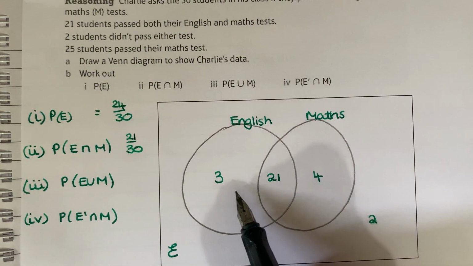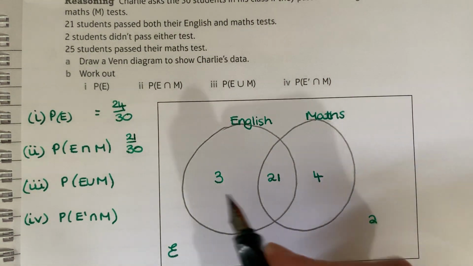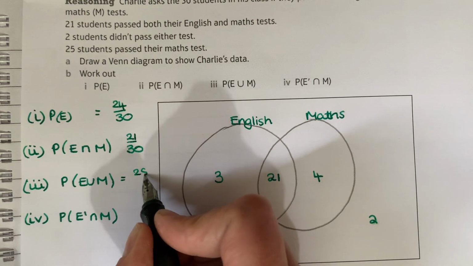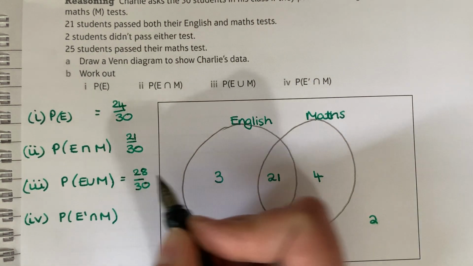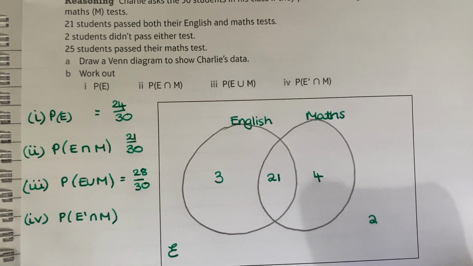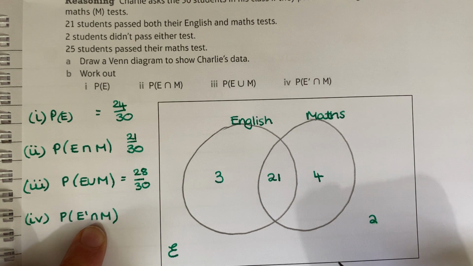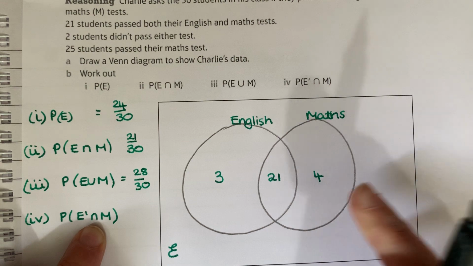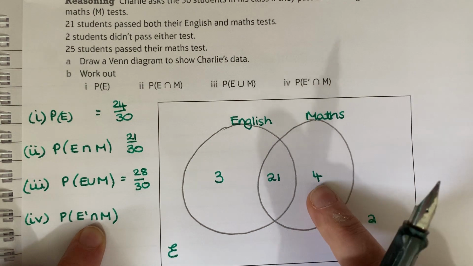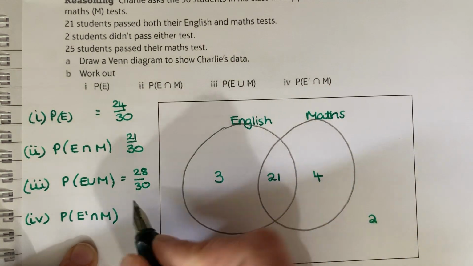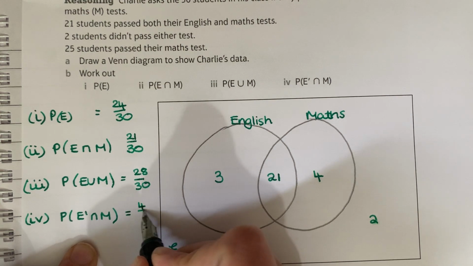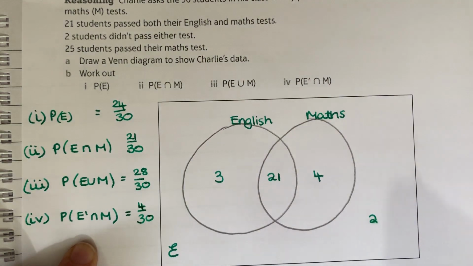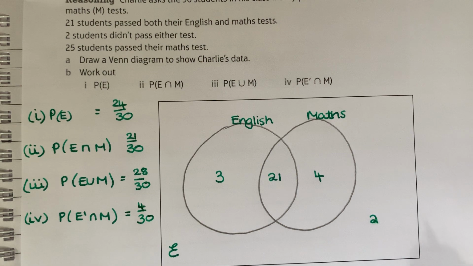The probability of English or maths, that would be 28 out of 30. Okay, and finally, the probability of not English and maths. So not English and maths. So these are not in English, but that one's in maths, so that would be 4 out of 30. Okay, so we've answered that question there.